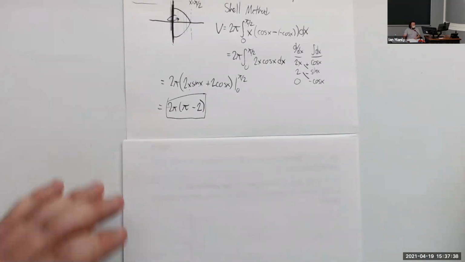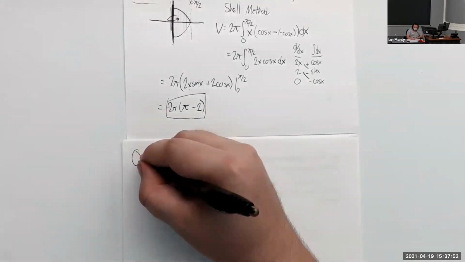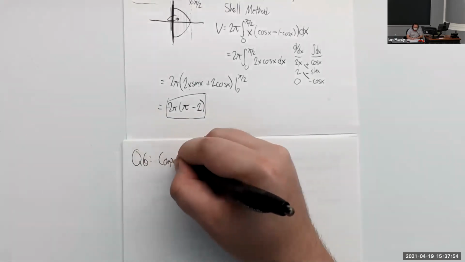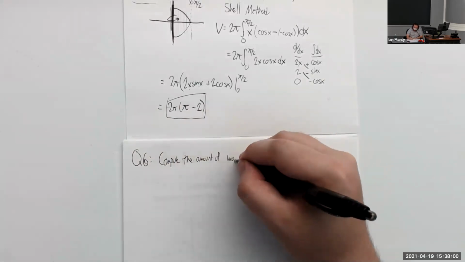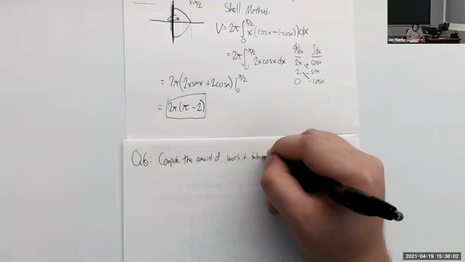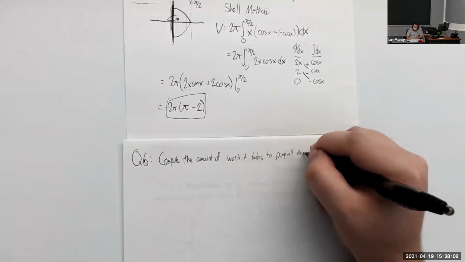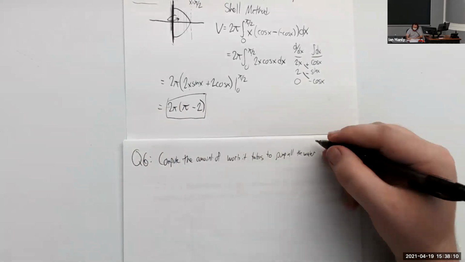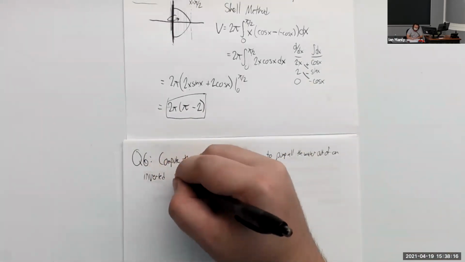All right. Let's see here. Question 6. This is one of the dreaded physics problems. Compute the amount of work it takes to pump all the water out of an inverted square pyramid.